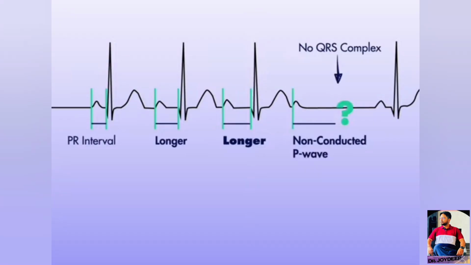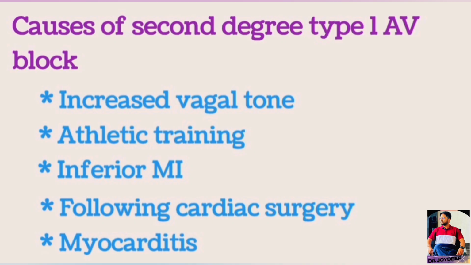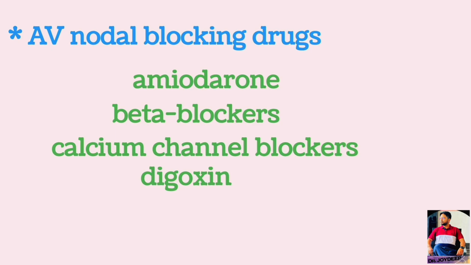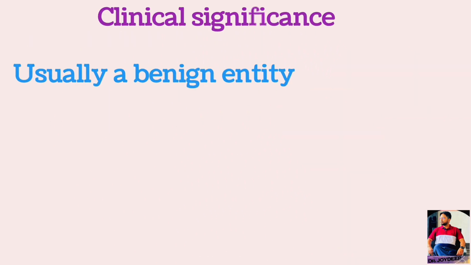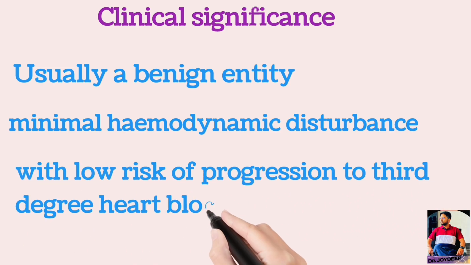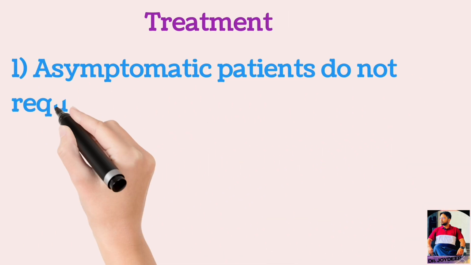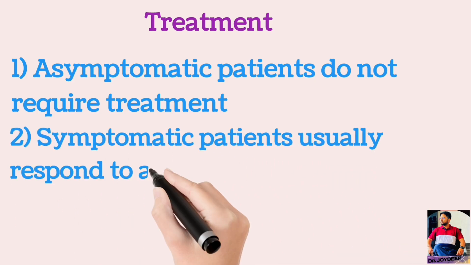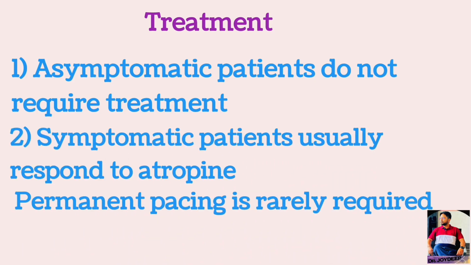The causes of type 1 second degree AV block are increased vagal tone, athletes, inferior MI, myocarditis, cardiac surgery like mitral valve repair or tetralogy of Fallot repair, and also drugs: amiodarone, beta blocker, calcium channel blocker and digoxin. Clinical significance: Mobitz type 1 is usually a benign rhythm causing minimal hemodynamic disturbance with low risk of progression to third degree heart block. Asymptomatic patients do not require treatment. Symptomatic patients usually respond to atropine. Permanent pacing is rarely required.